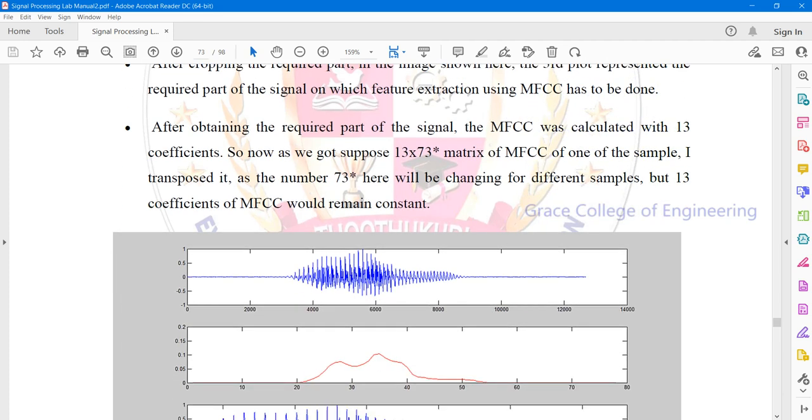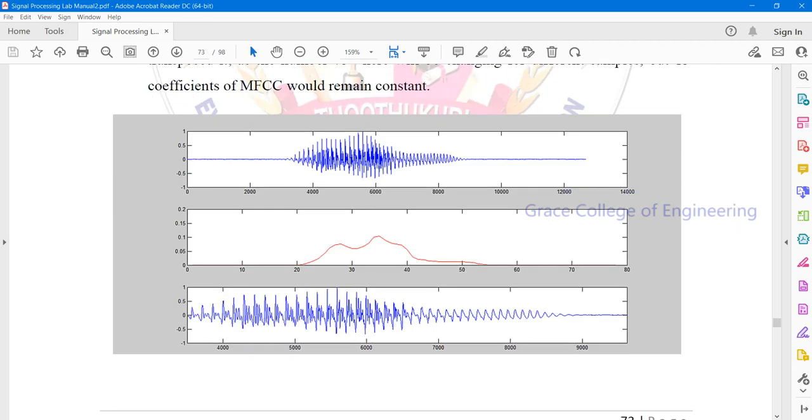After obtaining the required part of the signal, the MFCC was calculated with 13 coefficients. So now we got, suppose, a 13 by 73 matrix of MFCC for one of the samples. We transposed it, with 73 here changing for different samples, but the 13 coefficients of MFCC would remain constant.